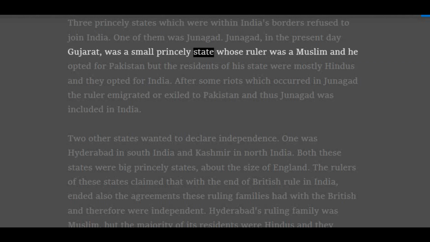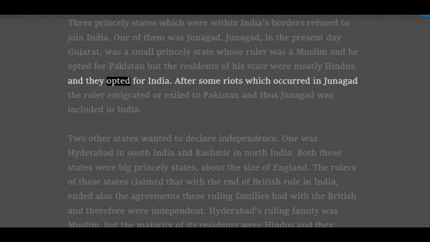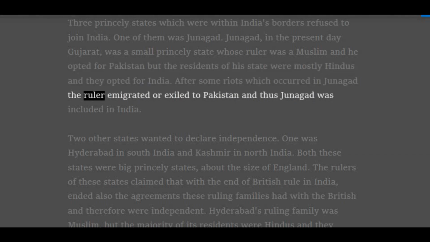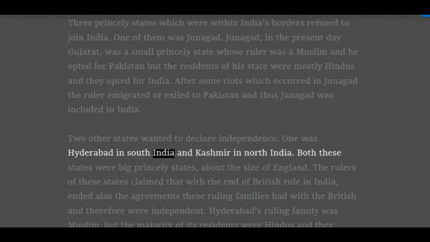Junagad, in present-day Gujarat, was a small princely state whose ruler was a Muslim, and he opted for Pakistan, but the residents of his state were mostly Hindus and they opted for India. After some riots which occurred in Junagad, the ruler emigrated or exiled to Pakistan, and thus Junagad was included in India. Two other states wanted to declare independence.